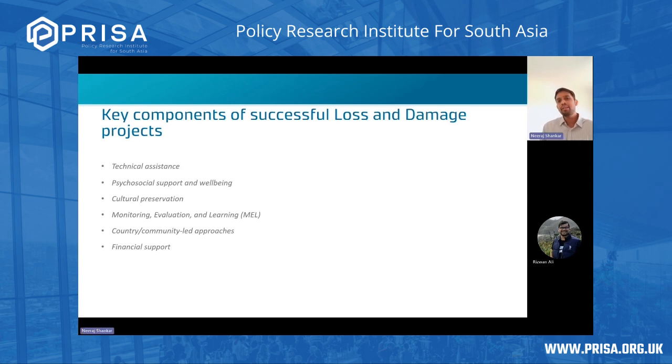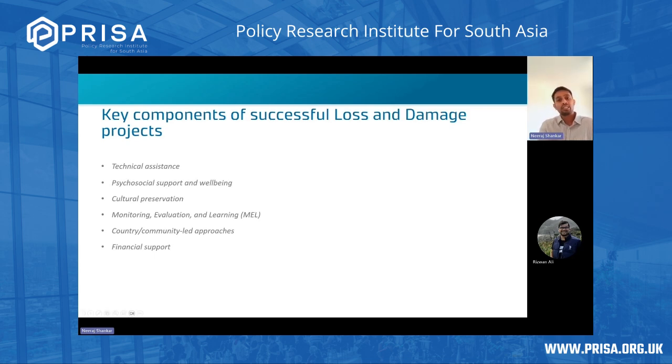Based on my experience and the reading that I've done, some of the key components of successful loss and damage projects are, first, to provide technical assistance. Most of these projects should include technical support for building resilience and reducing the risks of future loss. This can involve, for example, infrastructure improvement and capacity building workshops. For example, if ministerial organizations may not know what loss and damage is about, conducting workshops for them and providing knowledge sharing initiatives that empower local communities to manage their climate risks is one of the key components of a successful loss and damage project.